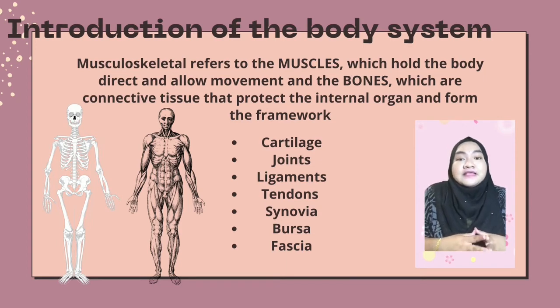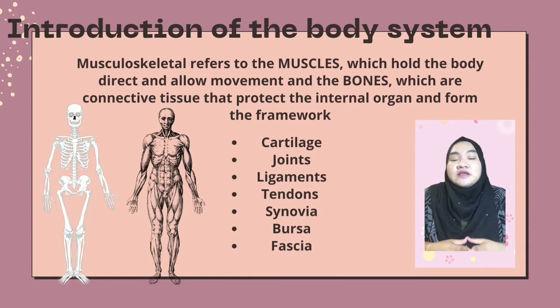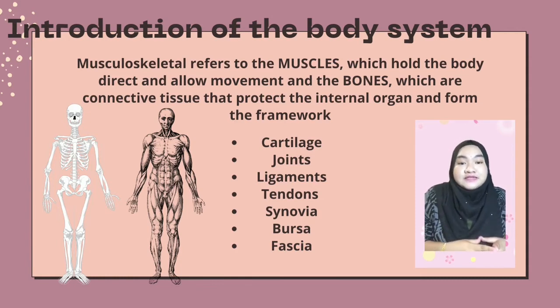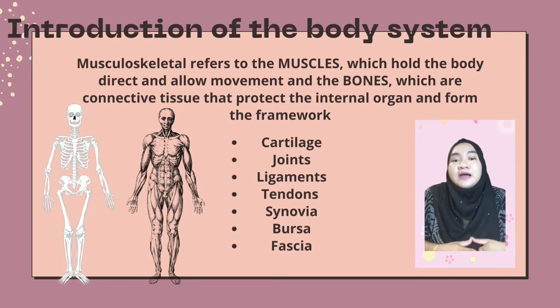Synovia is the fluid that acts as a lubricant for the joints, tendon sheaths, and bursa. Bursa is a synovial fluid-filled sac that works as a cushion to assist in movement. Fascia is the connective tissue that not only covers but also supports the separate muscles.